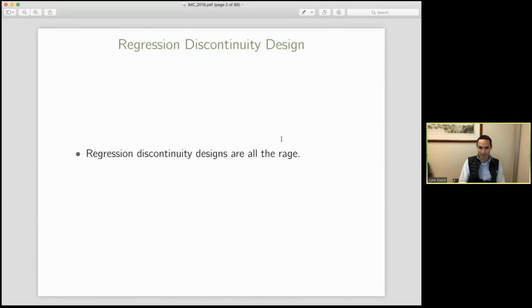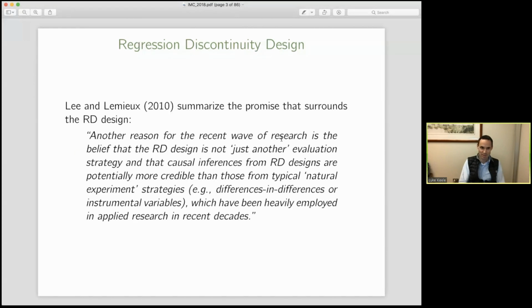So let's get started. I think most people know that these days, in terms of the causal inference literature, regression discontinuity designs are sort of the hottest thing going. In general, if people say you should do a natural experiment, they would prefer that you did a regression discontinuity design. I think this quote, from a review of RD designs, summarizes that.